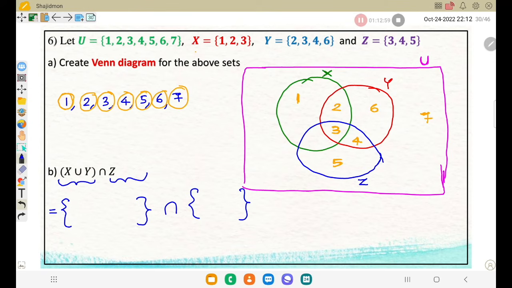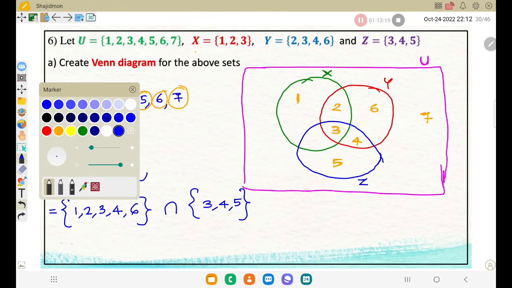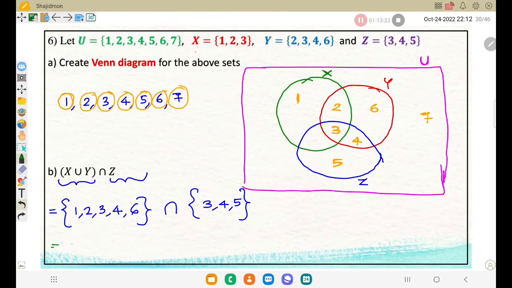So what will be that one? 1, 2, 3, 4, 6. X numbers and Y numbers, no need to repeat, one time together. 1, 2, 3, 4, 6. Now intersection Z set: 3, 4 and 5. Now what we need to do? These 2 sets' intersection we need to write as the answer. Intersection means the common numbers. For example, 3 is common here and here. 4 is common here and here. Correct? No other number is common. So what will be the answer? 3 and 4. Set 3 and 4 is the answer.